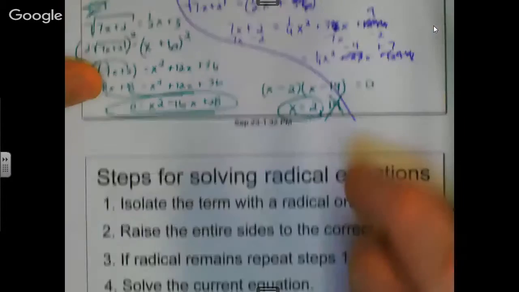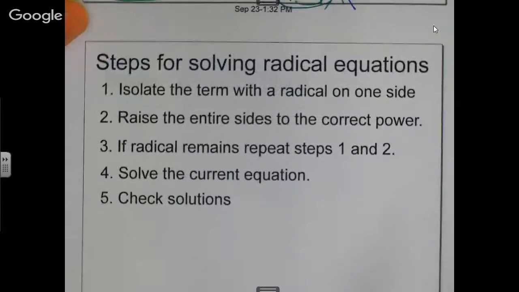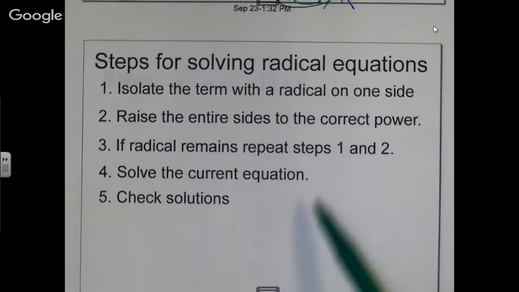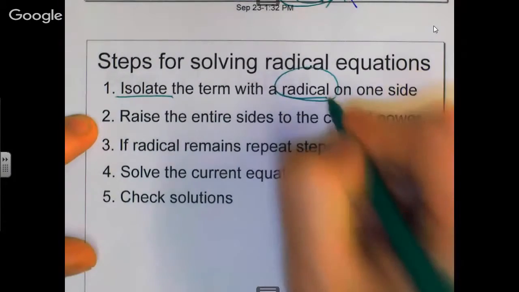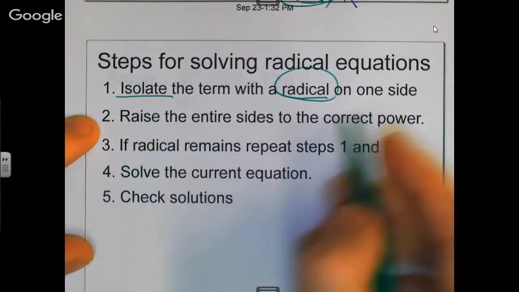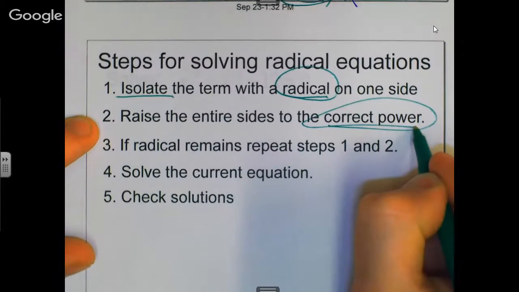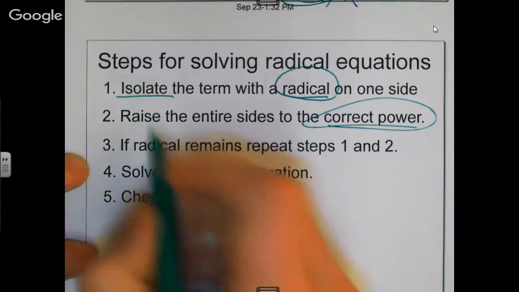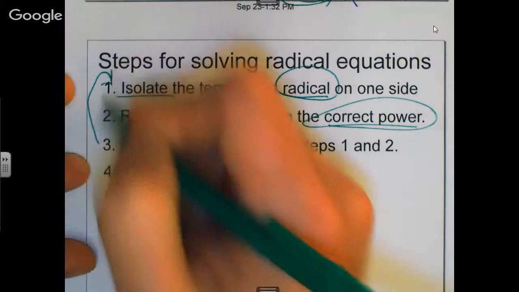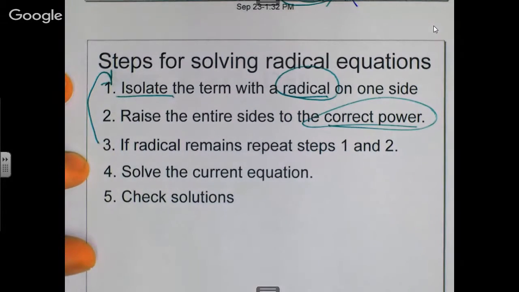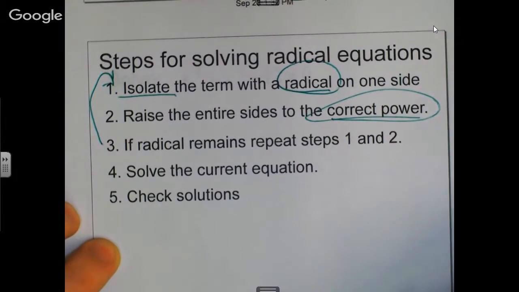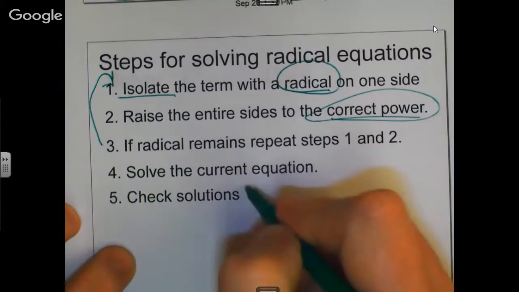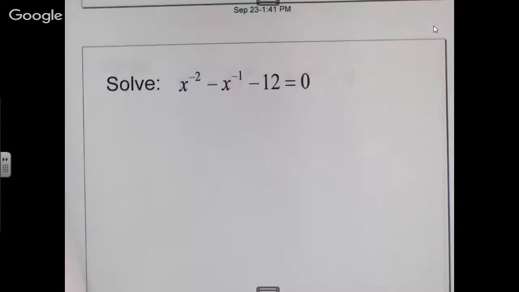Okay, so long one there, and we got to remember these steps here. We isolate the radical. Okay, we raise to the correct power. If a radical remains, we repeat. This is a loop. You keep doing this for each radical that you have. If you got 3 radicals, you're going to do it 3 times. Solve the current equation and check solutions. This is a must. Okay, got to do this.